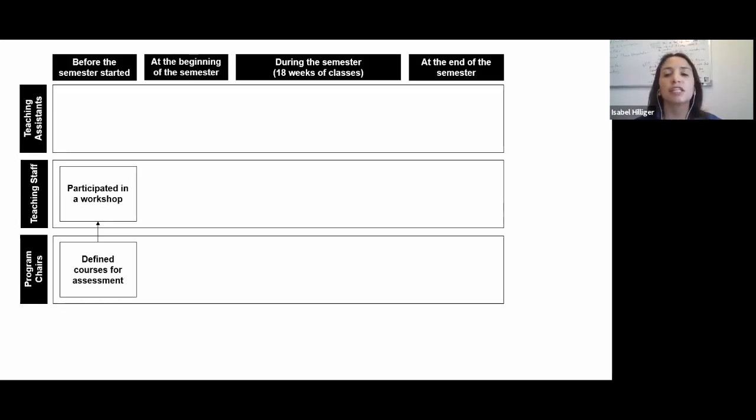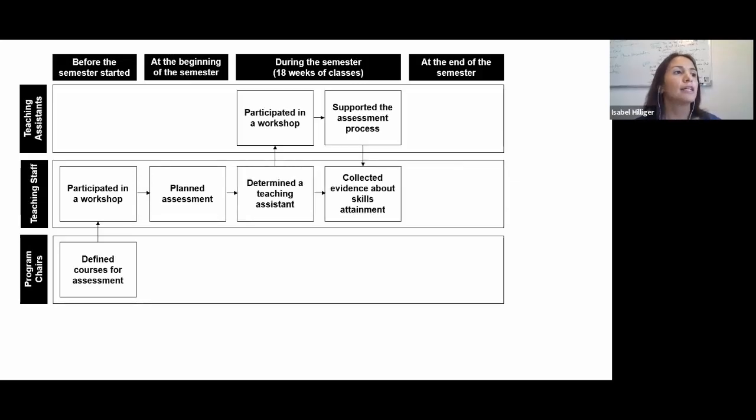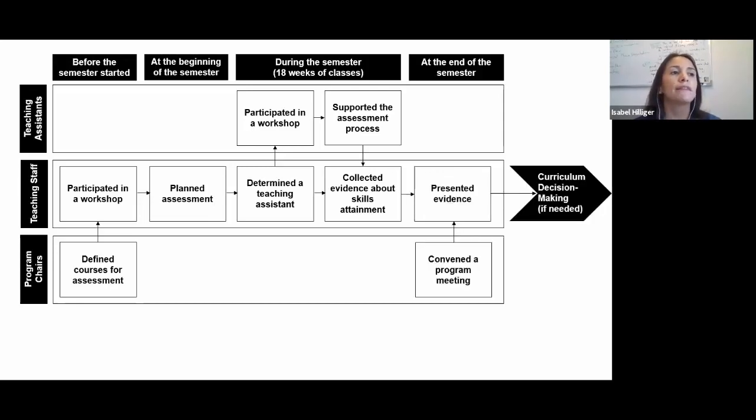Then teaching staff have to participate in a workshop in order to plan how they could assess a specific behavior associated with a graduate skill, and they then submitted an assessment plan. We also involved teaching assistants, both undergraduate and graduate, who support teaching staff in their teaching, and particularly in this case, they support them in collecting evidence for skills attainment. Then the program chair defined a program meeting so they could check and revise the evidence of the percentage of attainment of graduate skills at a course level, through the translation that I previously explained.